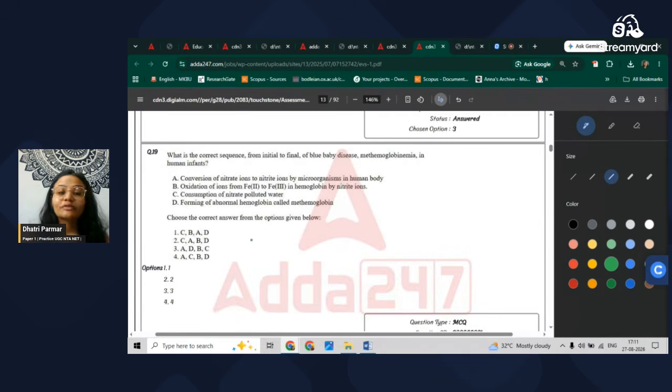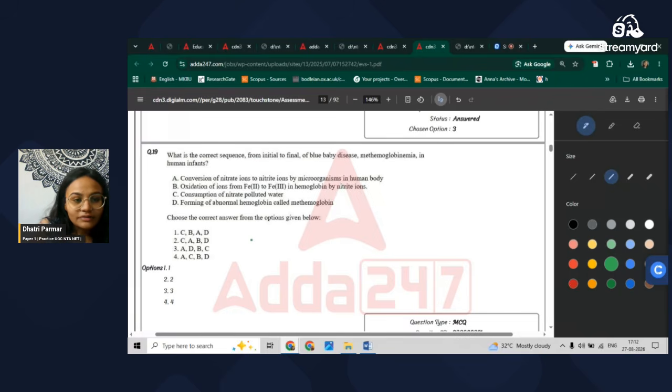What is the correct sequence from initial to final of blue baby disease, methemoglobin in human infants? Now, this kind of question is appearing. Blue baby syndrome is, as far as I know, coming from the nitrate. So let's arrange them.